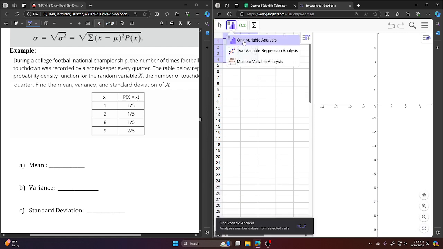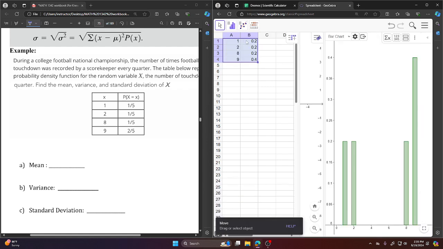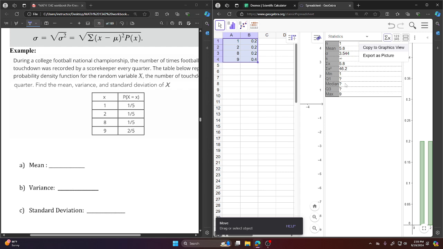One variable analysis. And summation x. And we get all our numbers. Just a review. We'll be reviewing a lot more later. This is just a Thursday, you know what I mean? Mean, 5.8. I don't know what my variance is. I do know my standard deviation.